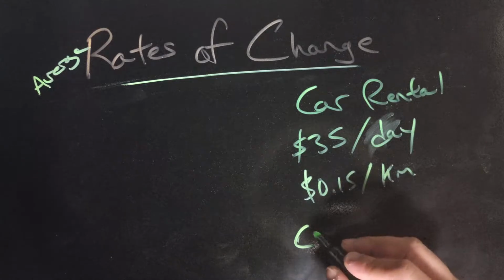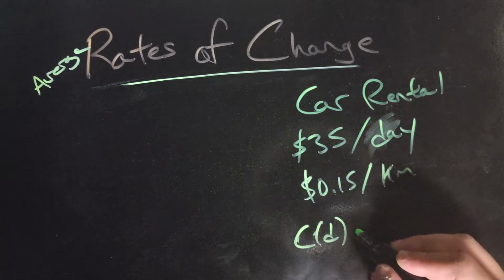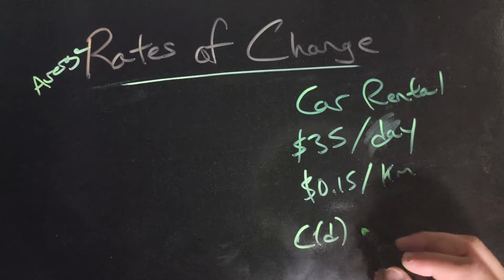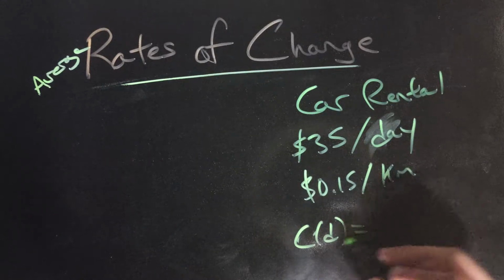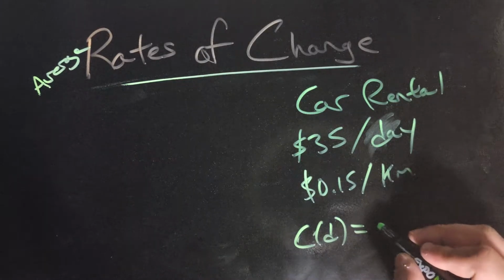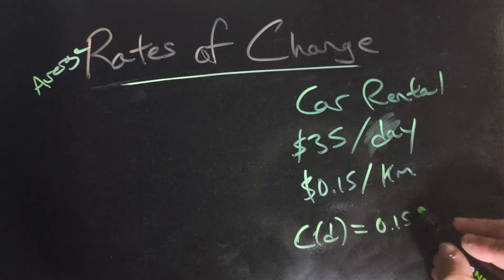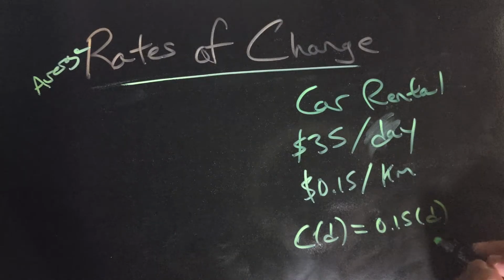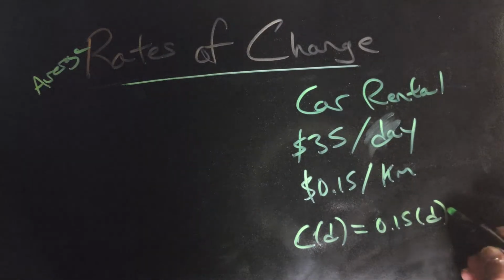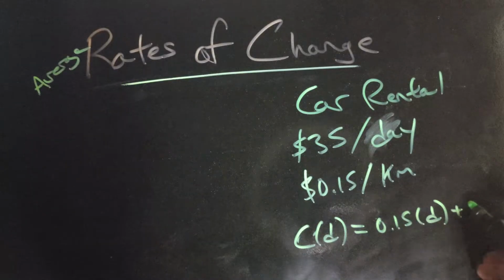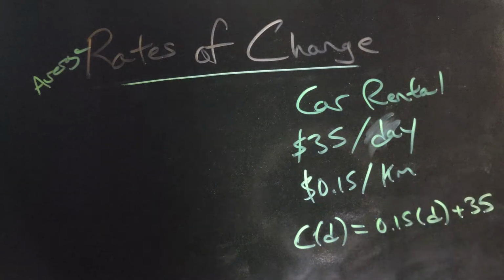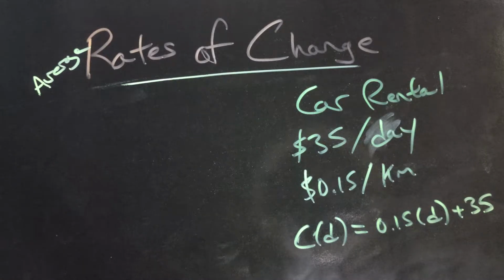So the cost of each day is going to be 0.15 times d, d being distance in kilometers, plus 35 on any given day. So now we can look at the average rate of change here.